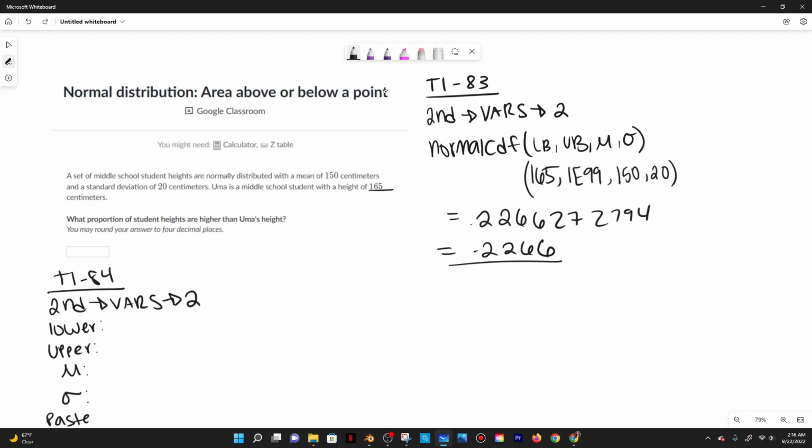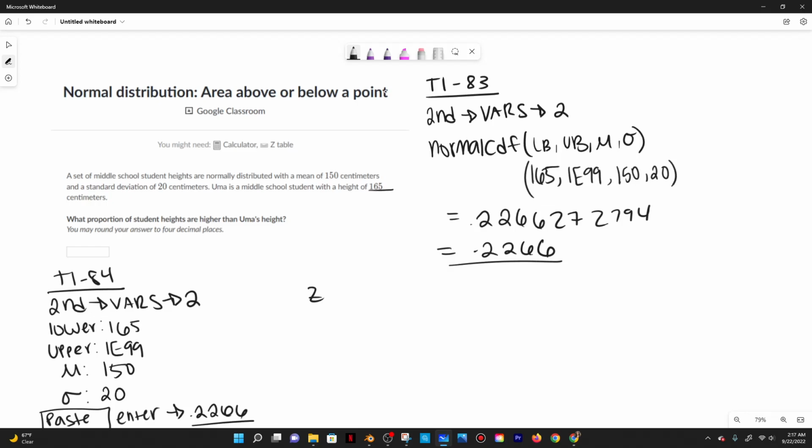So then you would really know, okay, the lower is a lower bound, right? So again, it's the same thing, 165. The upper bound is where we're ending, like when we're trying to stop finding the interval, which is really never, which is infinity. So we don't have infinity, 1E99 is what we put. Then mu is 150. That's the mean. Standard deviation, which is sigma, is 20. And then you hover over this, and it turns black, and just press enter, and you should get the exact same answer, and you would just have to round. So that is literally the TI-84, super easy.